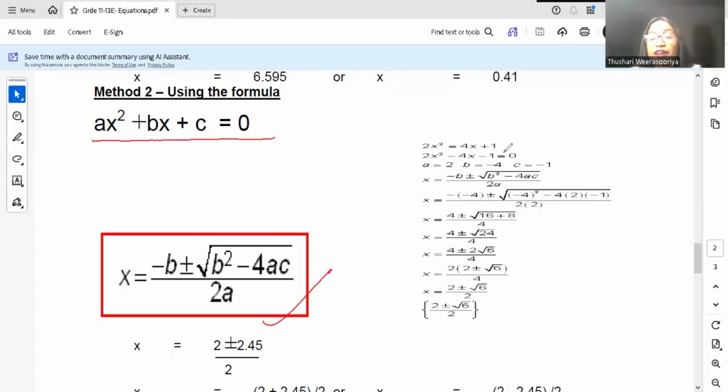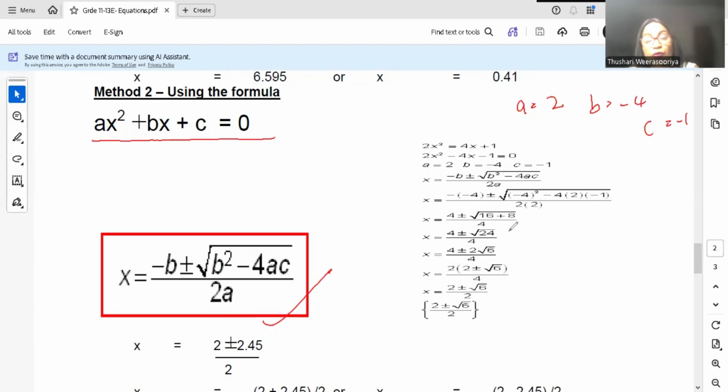Right, now look at this example. 2x squared minus 4x minus 1. They have taken all terms to one side, and this is a. A equals 2 in this question. B equals minus 4. C equals minus 1. Now they have written the formula and substituted. Minus minus 4, next, minus 4 to the power 2, minus 4 into 2 into minus 1. There you get 8, 24. Then 2 into 2 is 4. The square root of this is 24.